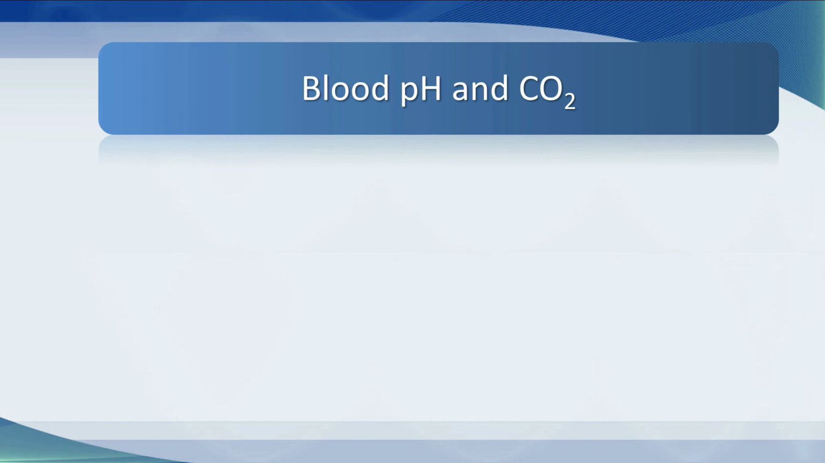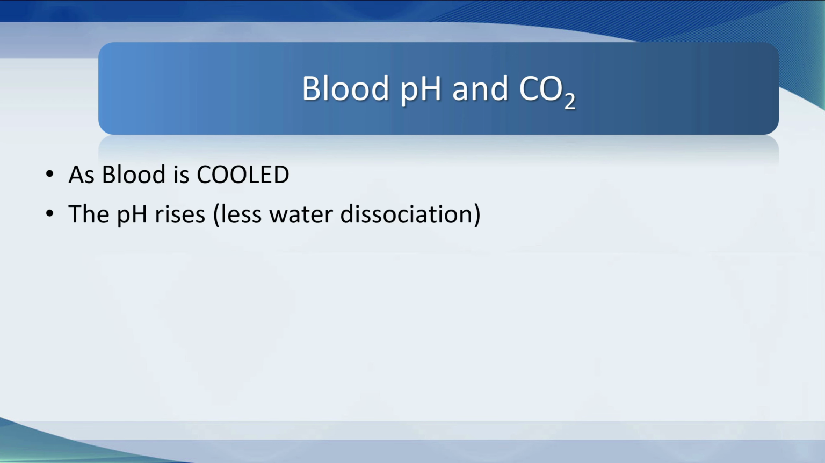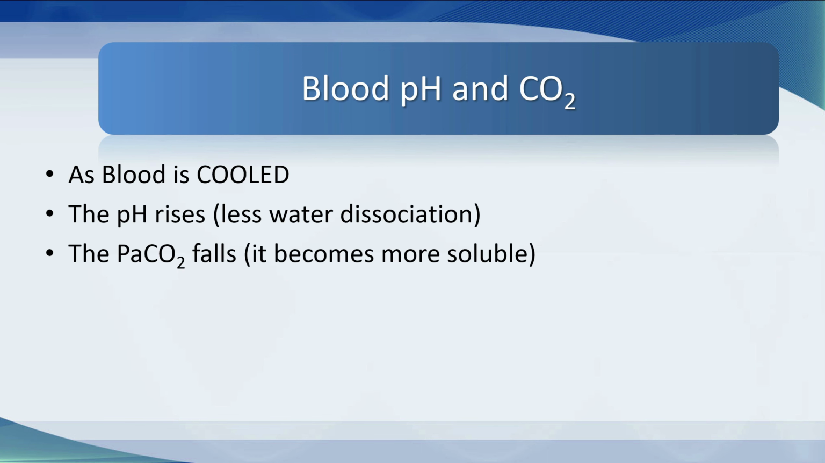Based on our previous tutorial, we now know two things about blood as it's cooled. The pH rises because of less water dissociation, but the PaCO2 falls because carbon dioxide is less soluble, so less carbon dioxide is released from blood or extracellular fluid into the blood gas machine.